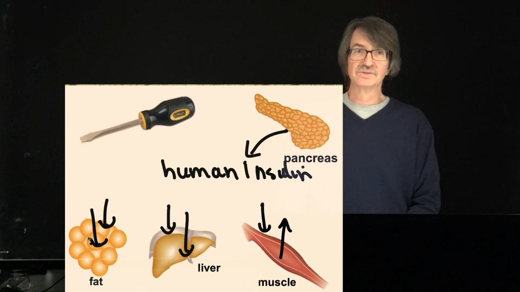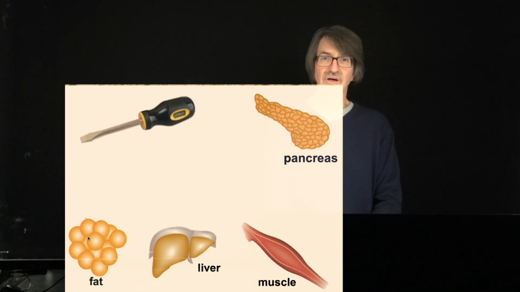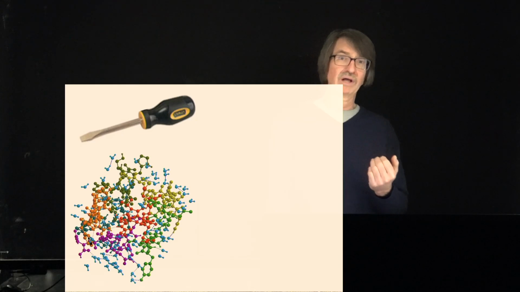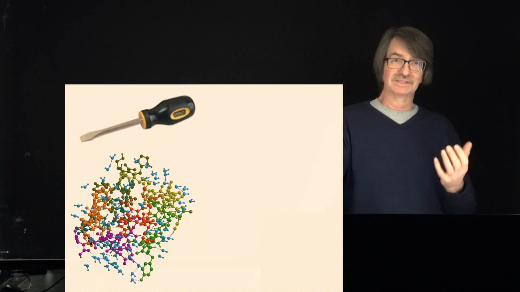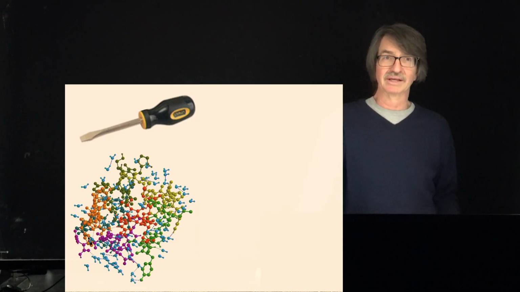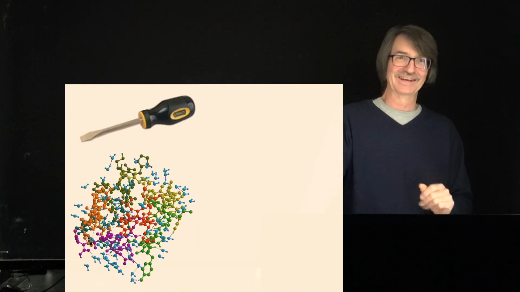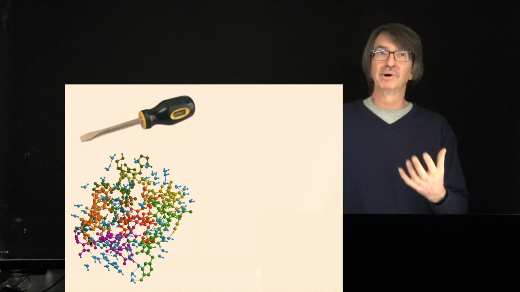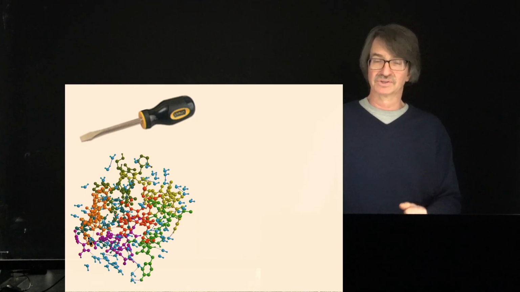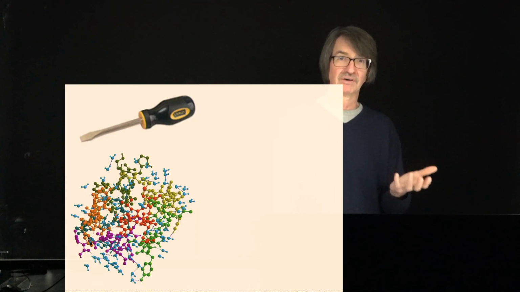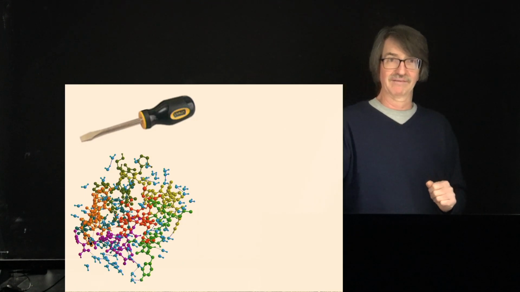All right, and so the structure of insulin is well known down at its atomic level, and it looks something like this. So it has a complicated little structure that doesn't look anything like a screwdriver, but it is. It's a three-dimensional structure that confers the function on it, and that's true for every protein.